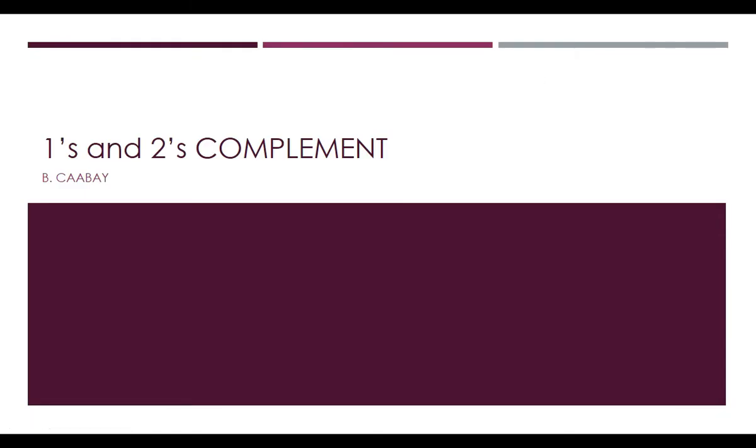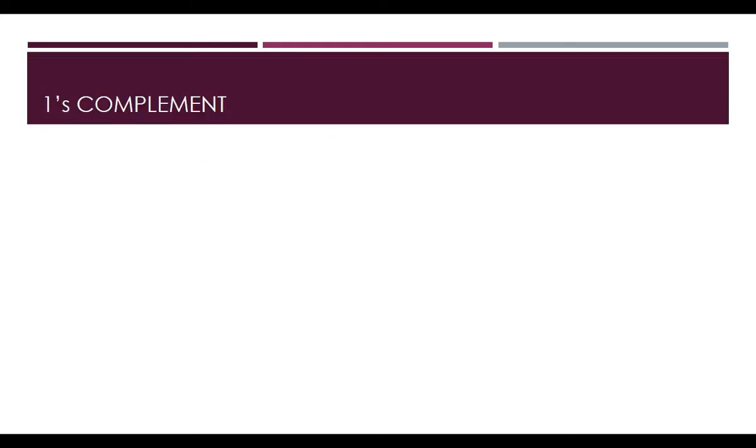1's and 2's complement are two different processes used to represent negative numbers. So let's take a look at how 1's complement is used to represent negative numbers. Let's say we have a decimal number 4. We can rewrite this in binary as 0100. But what is the negative equivalent of negative 4 in binary? To do that, we have to use the 1's complement.